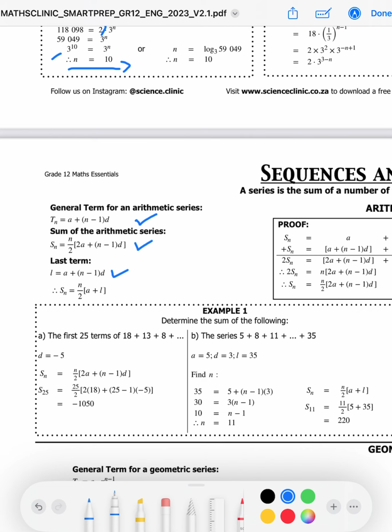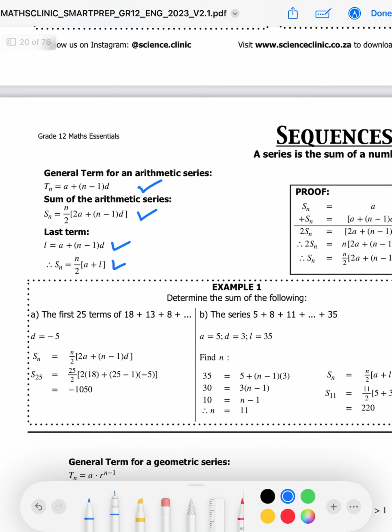Okay, what does a series look like? This is an example of a series. The first 25 terms of 18 plus 13 plus 8. You see they are adding numbers, and here we are decreasing by 5, and then the numbers continue because of those dots. But we want the sum of the first 25. So this type of equation is called a series. We are summing the series. We want to sum the series.